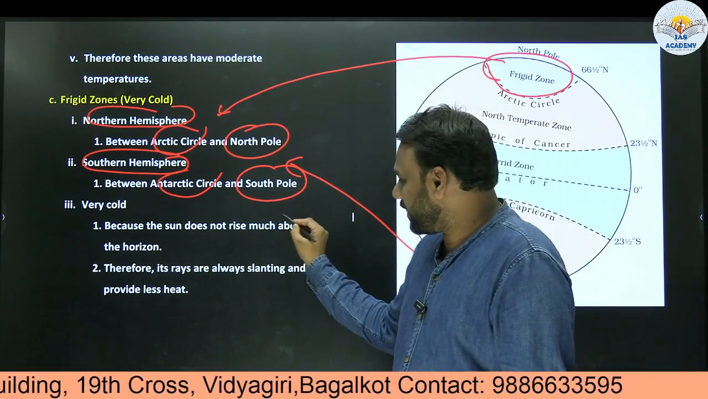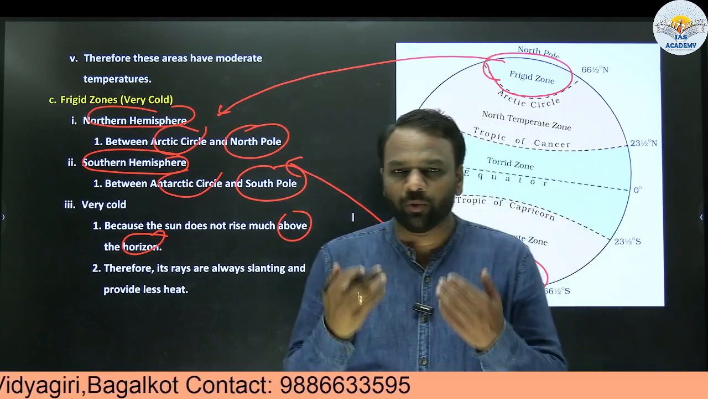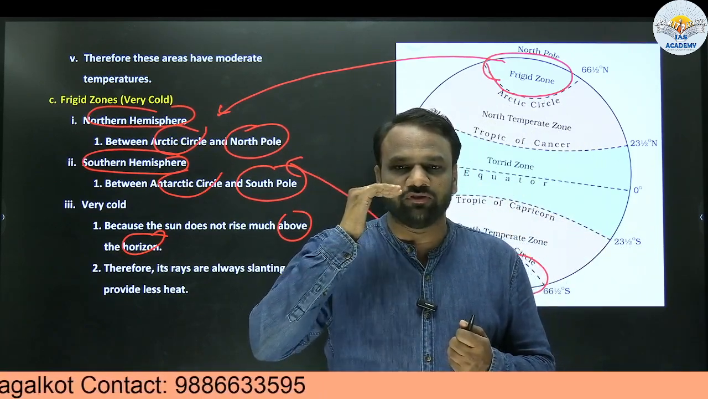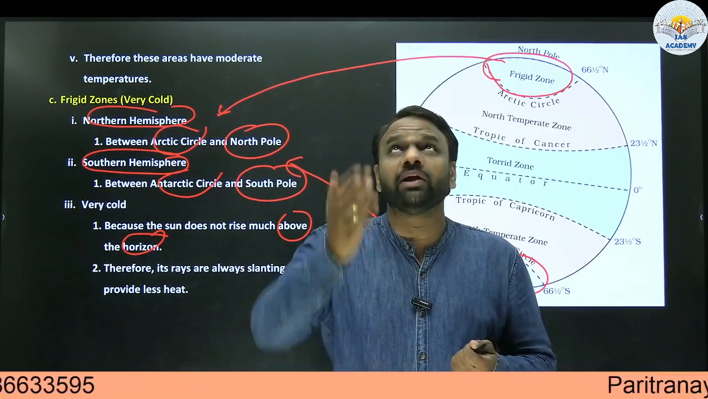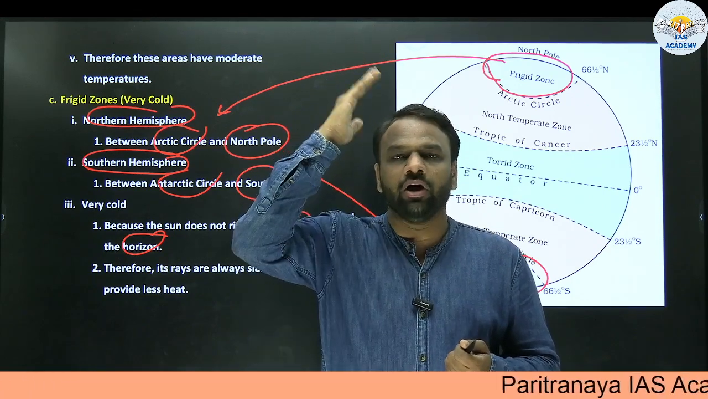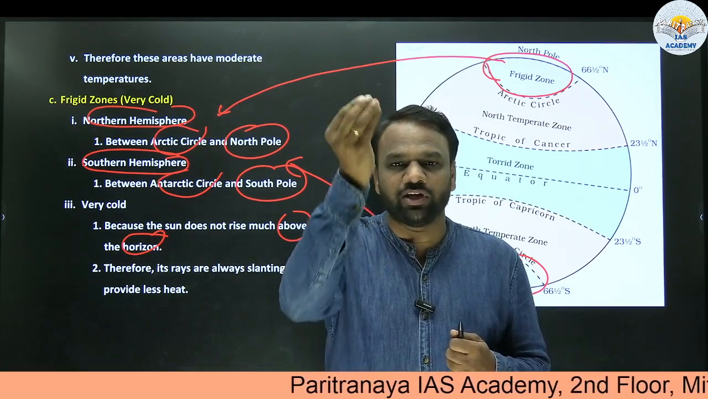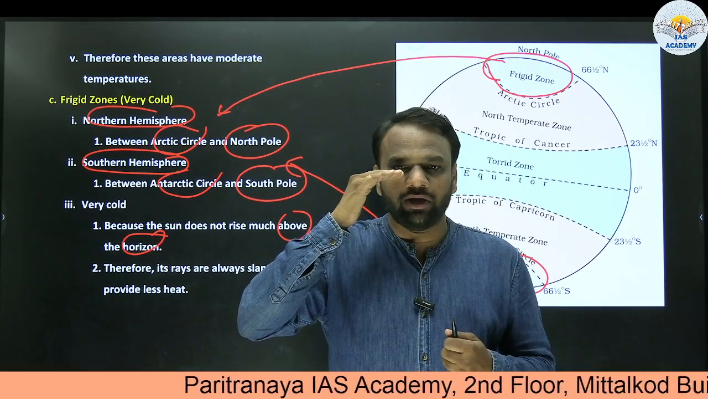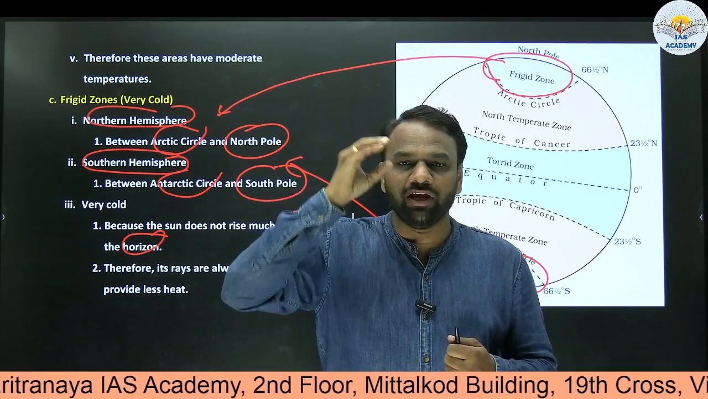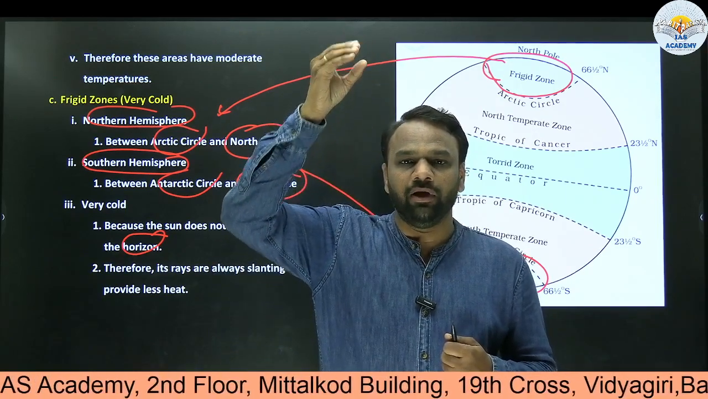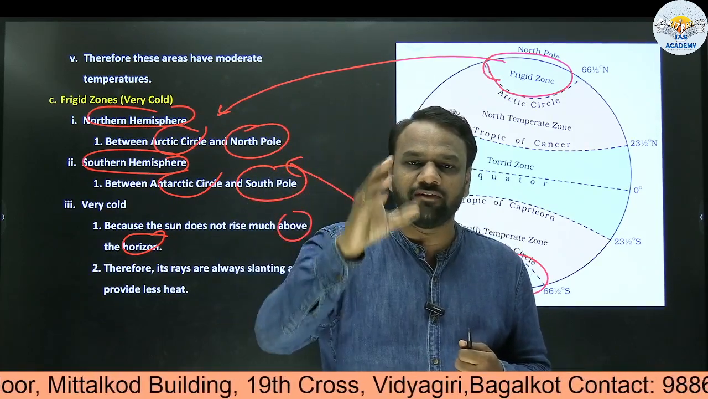Why? Because the sun does not rise much above the horizon. Now you are watching this video, so my eyes and your eyes are almost horizontal. Generally if you look at the sun at midday, it will come almost over my head, and it will be too hot. But if the sun hardly rises above the horizon, you will receive very little heat. Only when the sun rises higher and higher do we receive more and more heat.